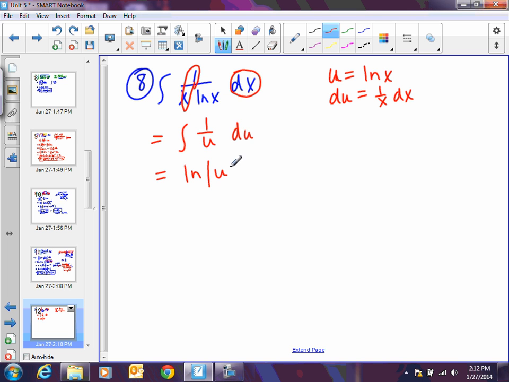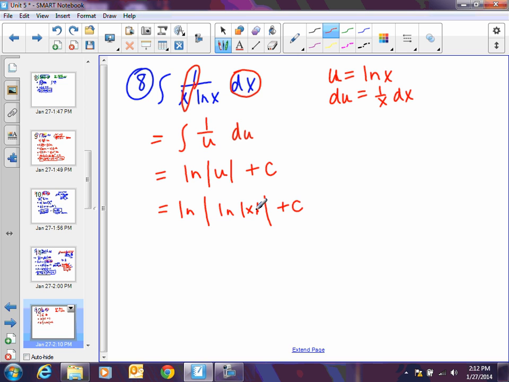That's just natural log of u. Let's see. And then this next thing is really going to bother some of you, because you're going to get natural log of natural log of x. And you're going to say, you can take natural log of natural log? Well, I guess you can, because here it is. When would that really happen in real life?